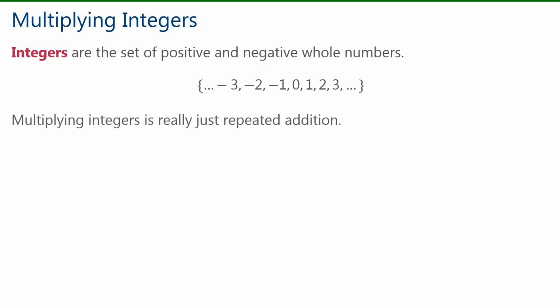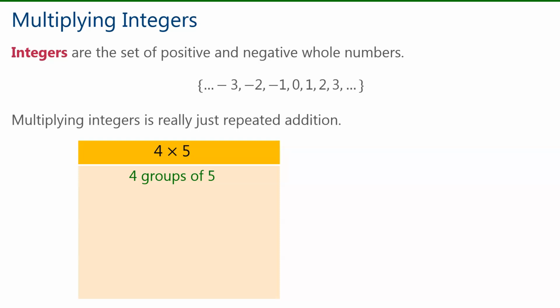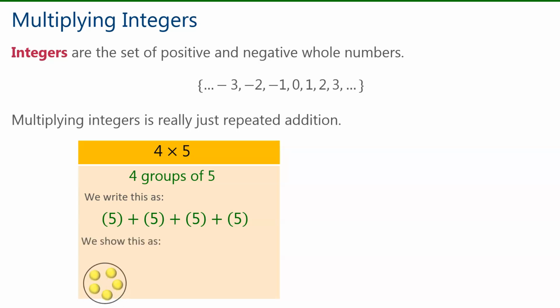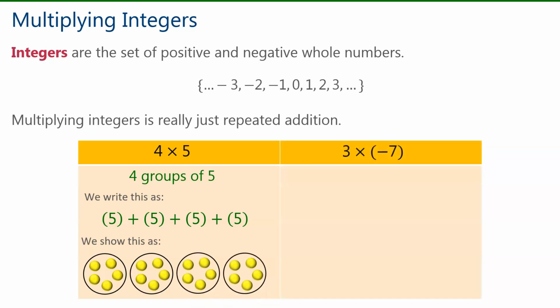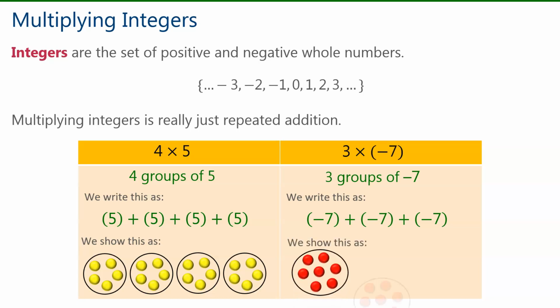Multiplying integers is really just repeated addition. For example, 4 times 5 really means 4 groups of 5. We can write this as 5 plus 5 plus 5 plus 5, and we can represent this with 4 groups of 5 yellow tiles. Similarly, 3 times negative 7 just means 3 groups of negative 7. So we could write this as negative 7 plus negative 7 plus negative 7. And we could show this by drawing 3 sets of 7 negative tiles.